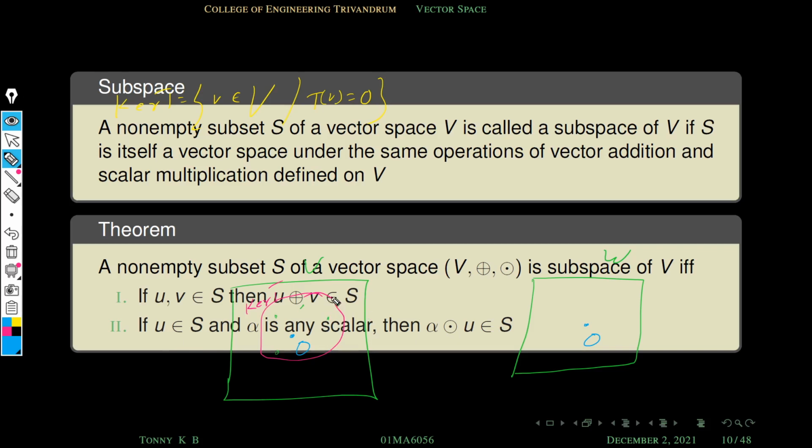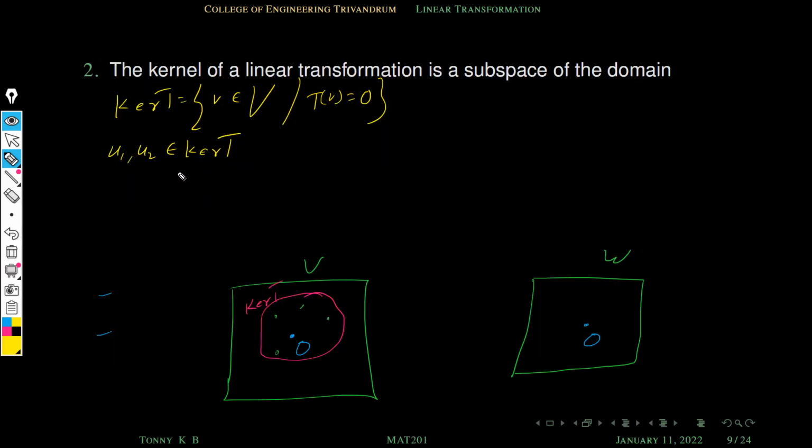Okay, here kernel of T is our S, a subset of V. So we choose two elements U and V from kernel of T and check these two conditions. Okay, instead of U and V, I am going to take U1 and U2, two elements. Then we have to check whether its sum again belongs to this kernel of T. So U1, U2 belongs to kernel of T means what? T of U1 equal to 0 and T of U2 equal to 0. That is the definition of kernel. If an element belongs to kernel, then its image should be the 0 element in W.